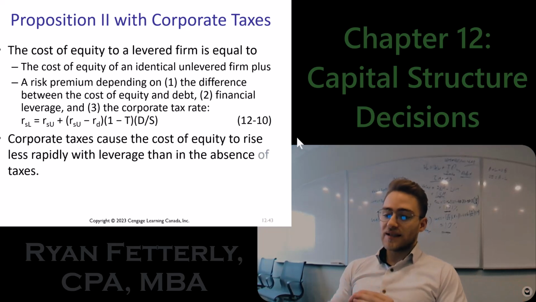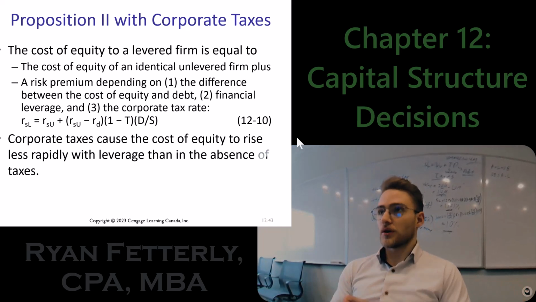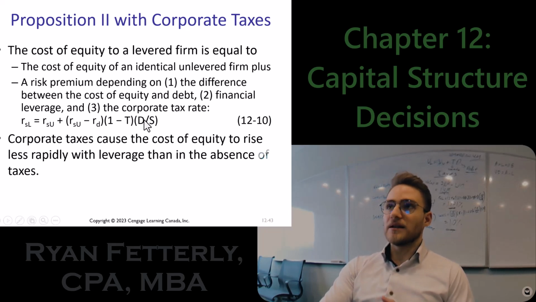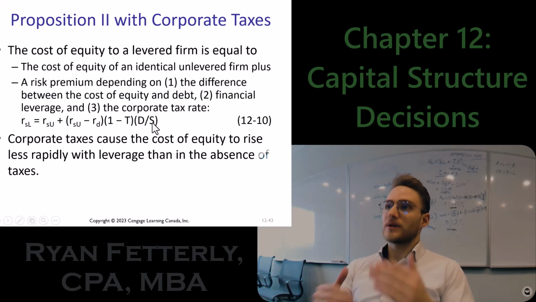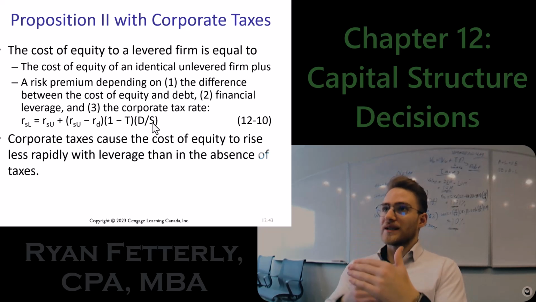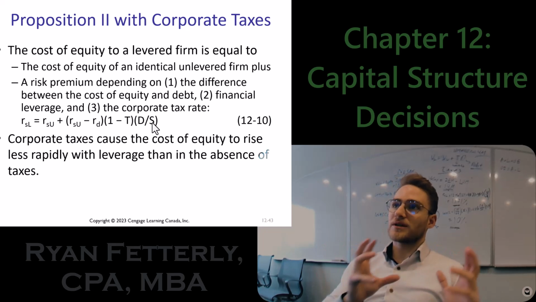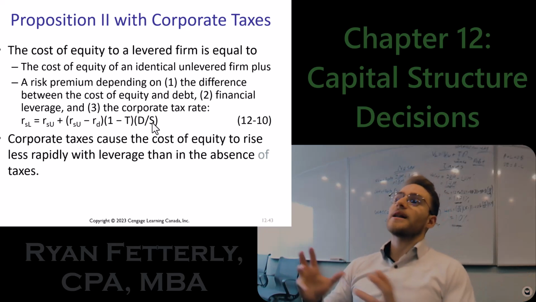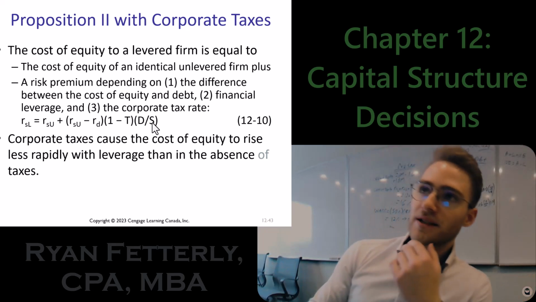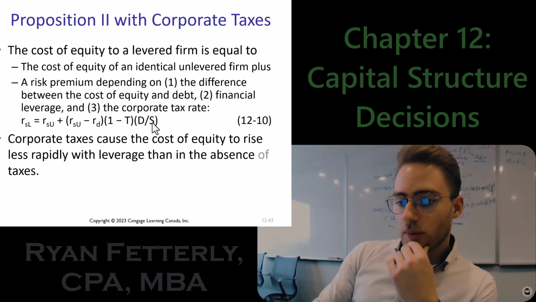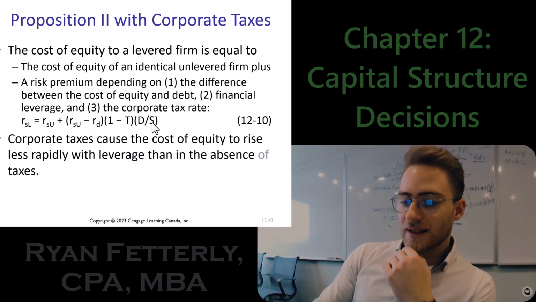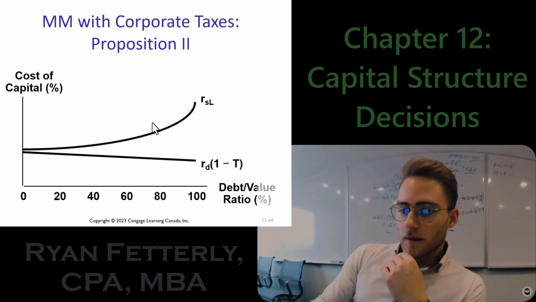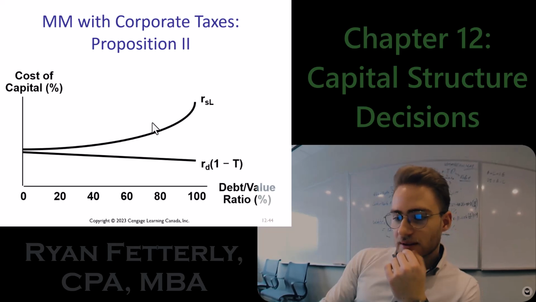To do this, I basically have to know what the return on the debt is, and that is RD, that's my cost. I need to know the tax implication and I need to know the leverage, what proportion of debt I'm bringing in. Those three variables allow me to convert my unleveraged cost of equity into my leveraged cost of equity, and they drive that change. So corporate taxes cause the cost of equity to rise less rapidly with leverage than in the absence of taxes as well.